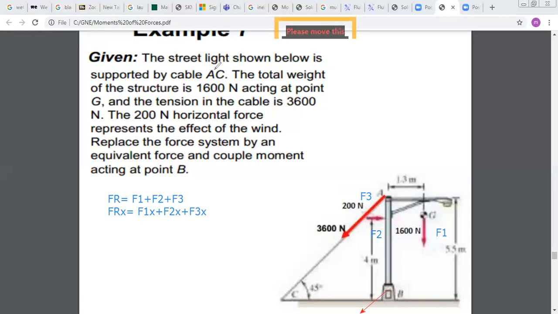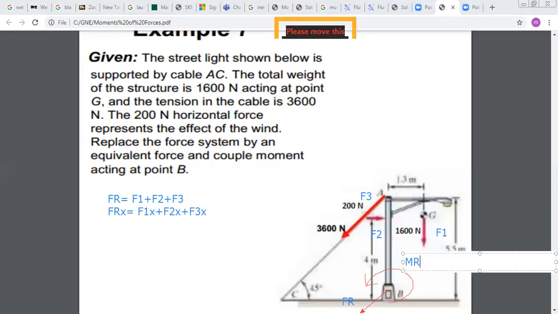Because when I move all these forces to B, what should I do? In order to move them to B without affecting the system, I should add about B the moment of each force. And when I do the summation of the moments, I will end up with one resultant couple. So my purpose is to replace this whole system by only one force and one couple, which is F resultant and the resulting moment at B.